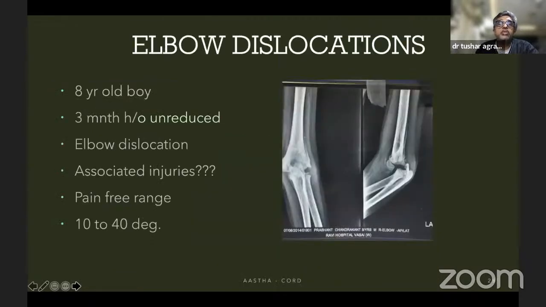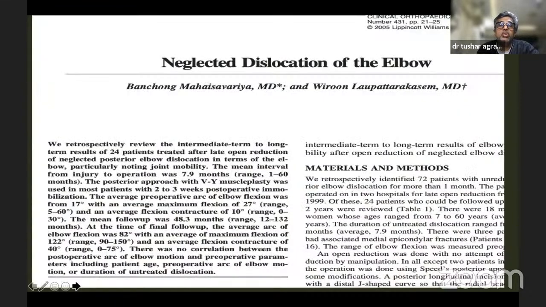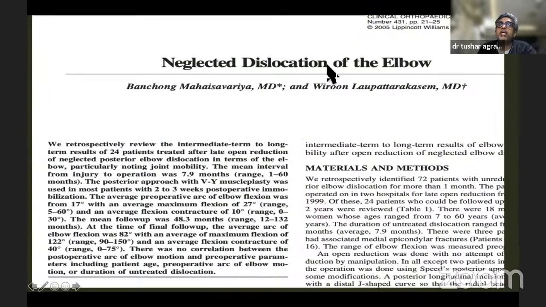Now, this is another case of an 8-year-old boy with a 3-month history of an unreduced elbow dislocation. And he had a pain-free range of about 10 to 40 degrees. So here there was a lot of neocalcification, and this is the kind of extensive surgery that you require. You see the radial head exposed here and the triceps VY plasty being done to get the elbow joint reduced. From the last article, this is one of the most landmark articles on neglected elbow dislocation.